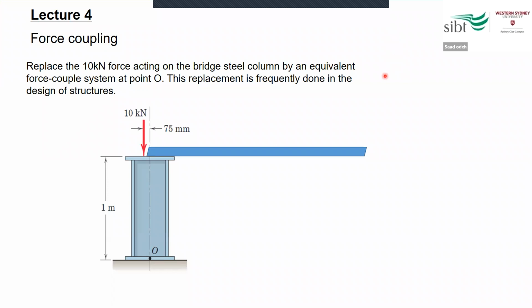In lecture 4, we talked about force coupling, and this is where we have a force acting on a system and we want to find the effect of this force on a certain point, for example here, point O. So this force acts, and we have to replace this force by a couple, or moment, acting around this point O, and also a force exerted on this point in a way similar to this one.